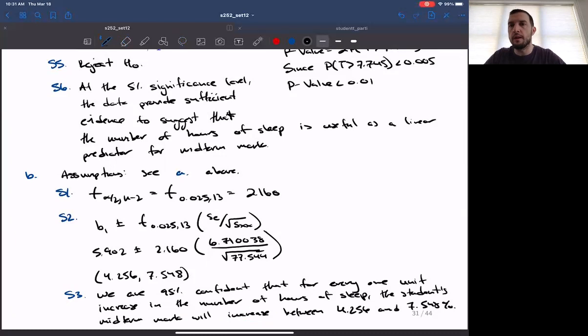Right, so we can interpret this result in the context of the actual problem. In this problem, what we're trying to do is predict midterm mark as a function of the number of hours of sleep. Because this interval is an interval for beta 1, which represents the change in the midterm mark for each additional hour of sleep, we are saying that we are 95% confident that if you sleep an additional hour, you will gain between 4.256 and 7.548% on the corresponding midterm.